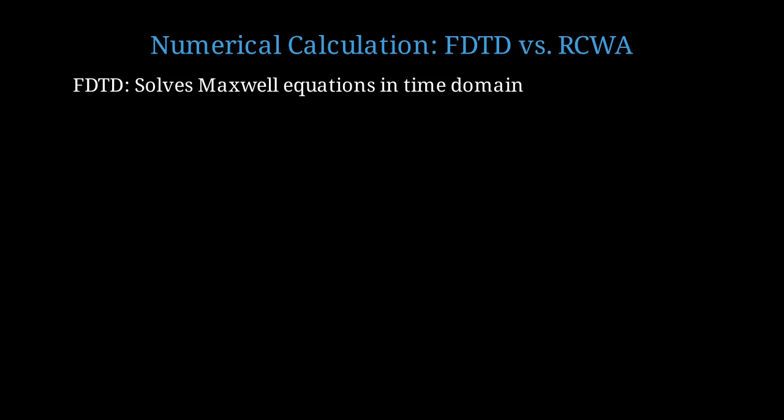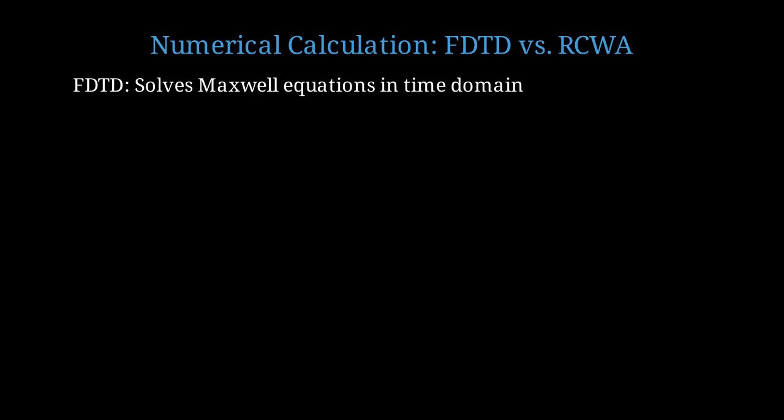How do we actually calculate these bound states numerically? There are two main approaches: finite difference time domain and rigorous coupled wave analysis. Finite difference time domain directly solves Maxwell's equations by discretizing space and time. You excite the structure with a pulse and watch the field decay.